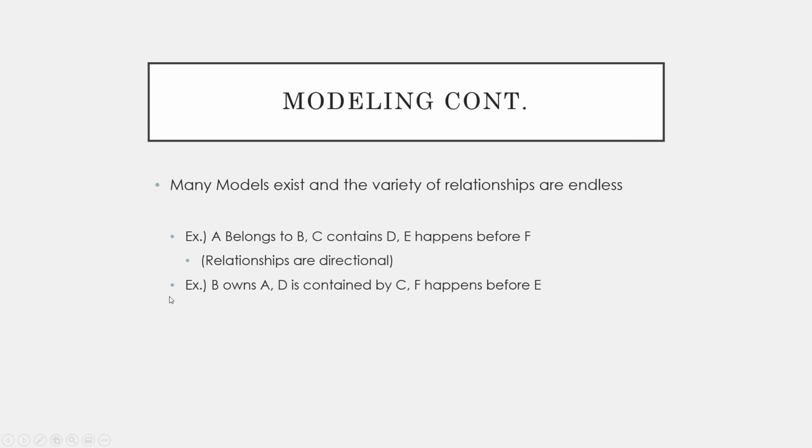Another example: B owns A, D is contained by C, and F happens before E, right? There's another example here, so this is a differently worded one. Some of these are different, right? Here, F happens before E. But here we're saying B owns A, instead of saying A belongs to B. Instead of saying C contains D, we're saying D is contained by C. So the relationships on these first two are the exact same. They're just modeled or written in a different way.